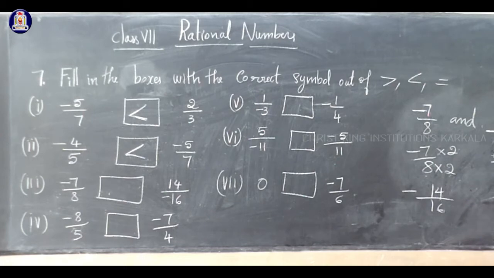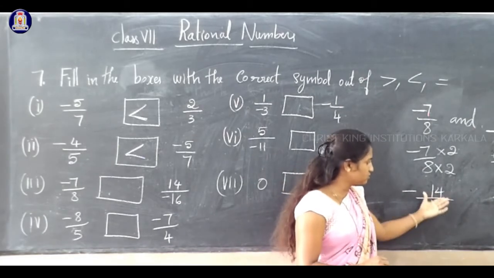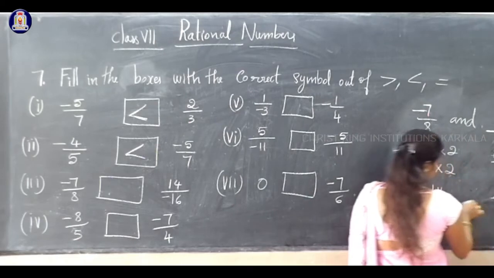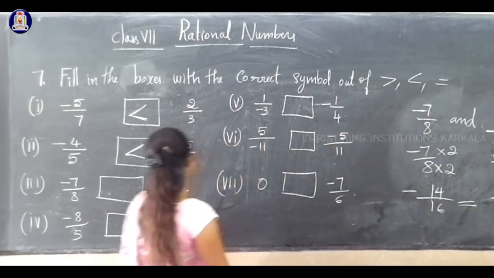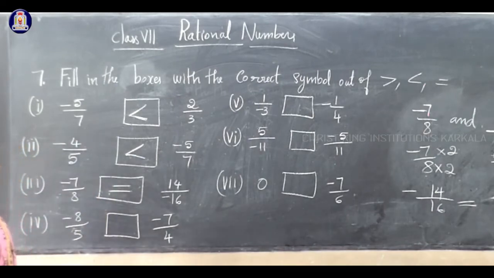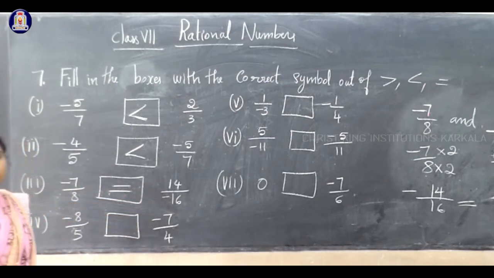Which is greater? Can you say which is greater and which is smaller? No, both are the same. 14 by 16 and 14 by 16. The numerator and denominator are the same, even the sign is the same, minus, minus, isn't it? So we can write the equal symbol. Clear? So minus 7 by 8 is equal to 14 by 16.